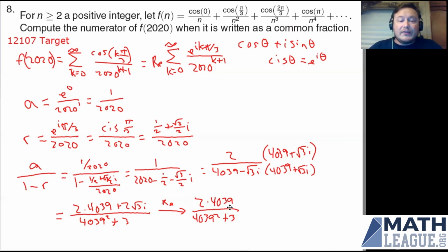A quick check of 4,039 shows you that the digits add up to 16 and it is not divisible by 3. What that tells us then is that I can cancel this 2 out of the numerator, but I can't cancel anything from the 4,039. Ultimately, our final answer is that the numerator of this thing is going to be 4,039.